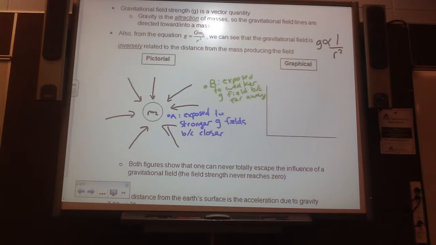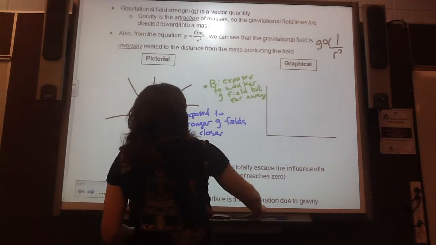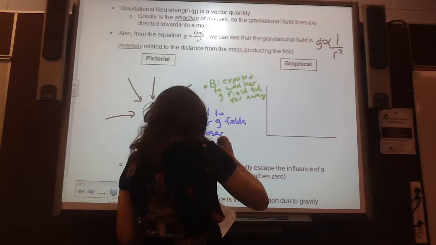So if an object leaves basically our atmosphere of Earth, it will still have gravitational strength from the Earth pulling on it, but it's going to be less. Once an object leaves a certain part of our atmosphere, it's exposed to so little of Earth's gravitational field that it won't be pulled in as strong. So let's think about this graphically then.